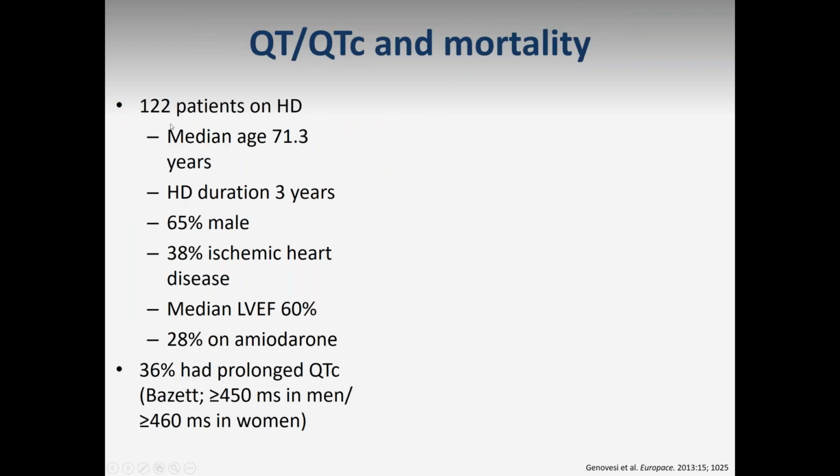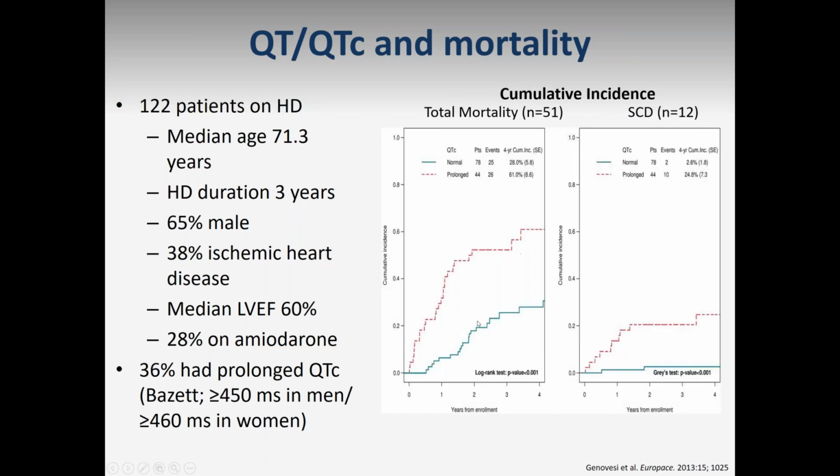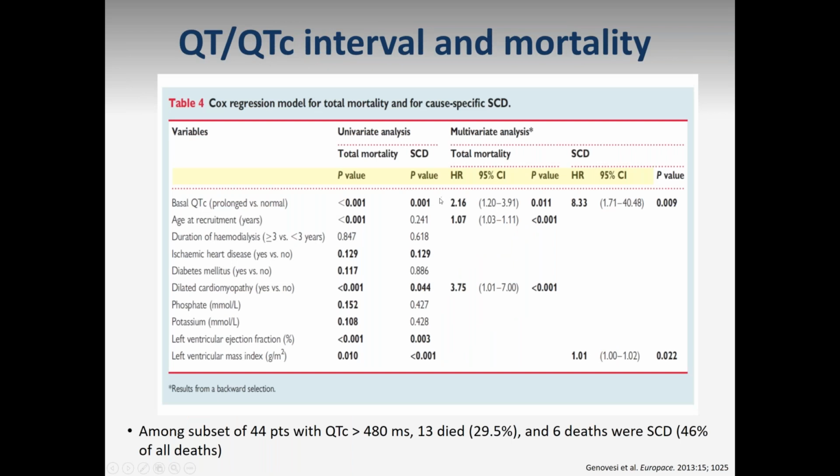In 122 patients on hemodialysis in this study, with a mean age of 71 and a duration of 3 years, again in this population, 36% had prolonged QT. And it was also, again, able to risk stratify and show that you were at greater risk for cardiovascular and overall mortality. There was only a very small number of sudden cardiac events to be able to differentiate a difference in those patients between sudden cardiac death and prolonged QT. What was interesting was that when they took a look at overall mortality, there was a twofold higher risk, and there was an 8-fold greater risk with sudden cardiac death, adjusting for all of these different risk factors.